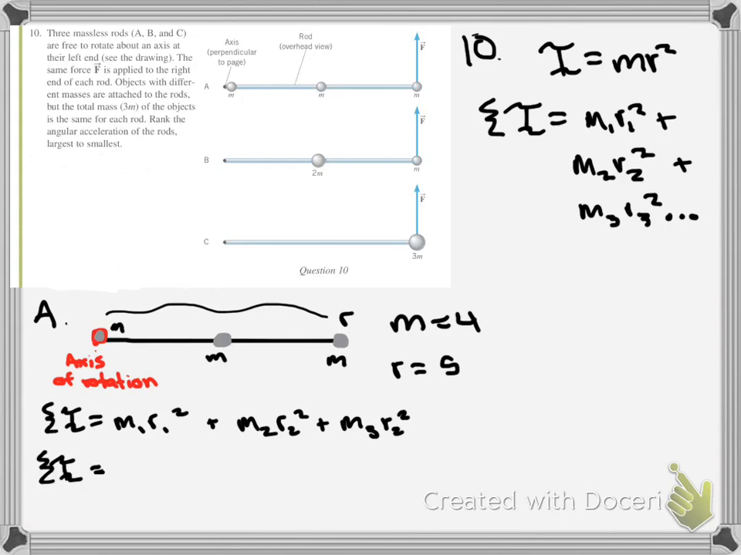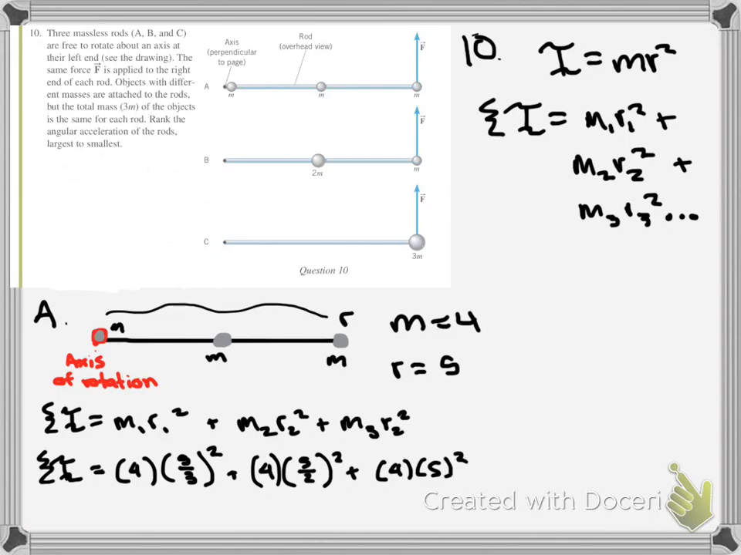Since we know that, just substitute those values with the values we had given before. So m1 would be 4, r1 would be 5 over 3, because since r is equal to 5, that means this distance is 5 divided by 3. And m2 is still 4, and the middle one is 5 divided by 2 squared, and m3 is still 4, and r3 is equal to 5 because it's the full rod. And now you just solve for that.